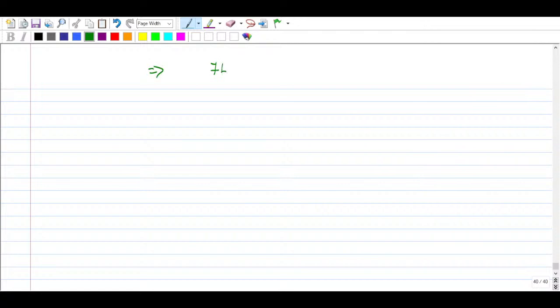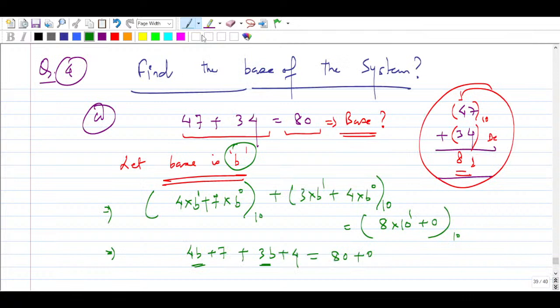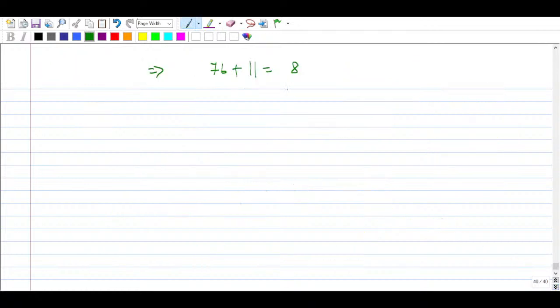Further solving, 7b plus what? 11 equal to 80, sorry, 8b here. It is not, here we have made a mistake, right? Please correct that, okay? This should be b power 1. It will be 8b, not 80. So now we can write this is 8b.